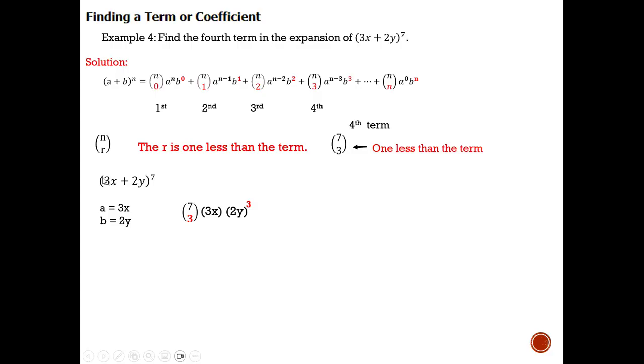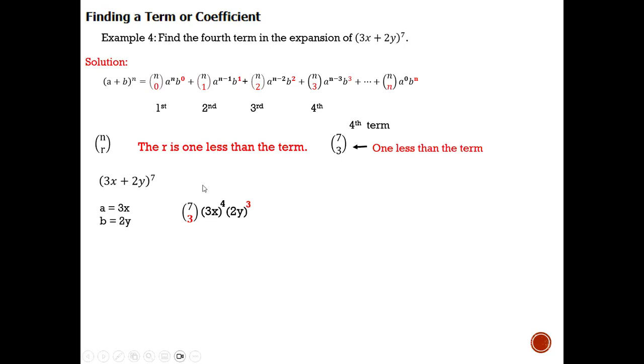I know my terms of the binomial are 3x and 2y, so I'm going to have 3x to a power and 2y to a power. The power of the second term matches that R right there, so that's 3. Now remember, the last thing that's going to help us figure this one out is the powers have to add up to the N. So N is 7. So if this power is 3, then this power has to be a 4 because they have to add up to that N number. Okay, so that's how we're going to set up when you just want a specific term.